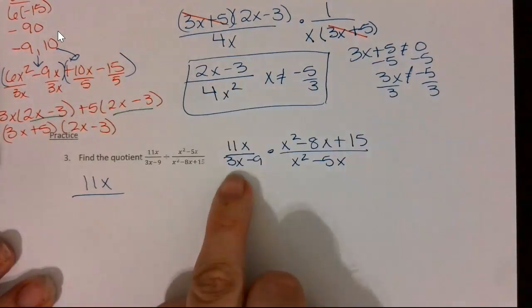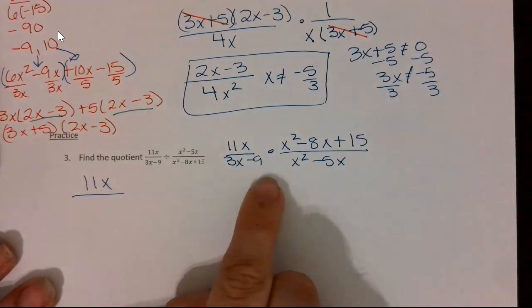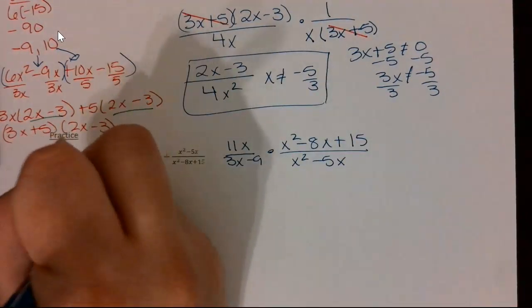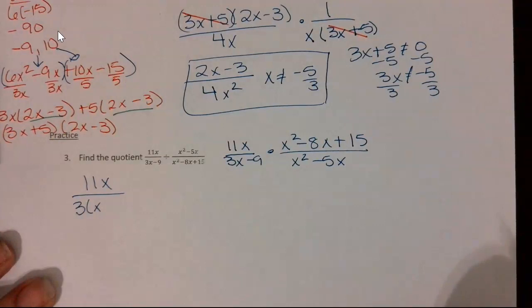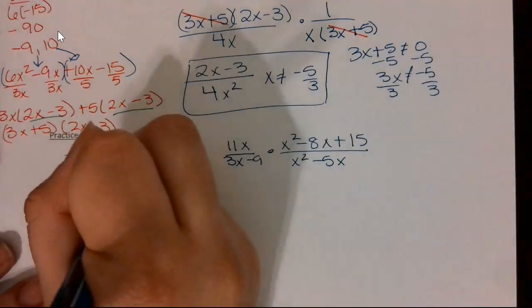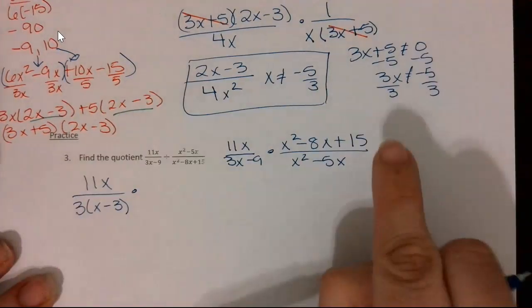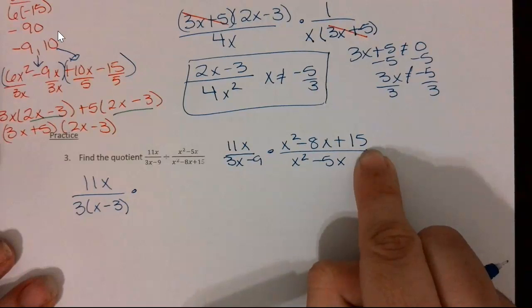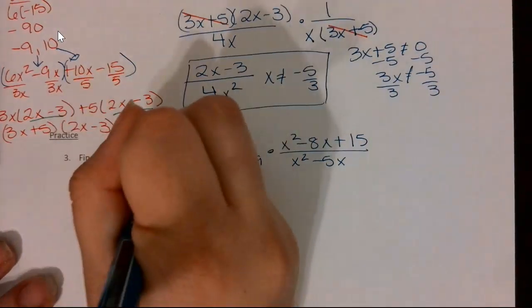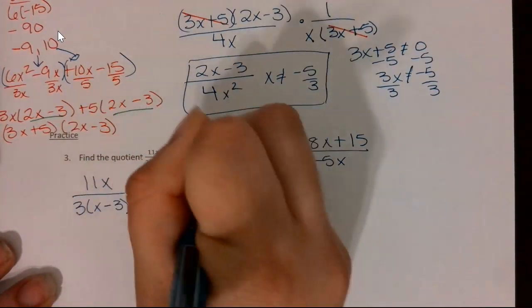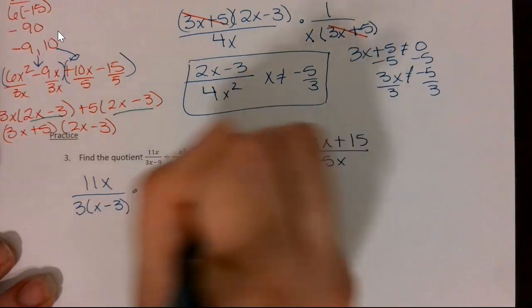11x can't factor on the bottom over here. 3x and 9 can both be divided by 3, so I have 3 on the outside. 3x divided by 3 is x. Negative 9 divided by 3 is negative 3. Over here, I'm looking for what multiplies to positive 15 and adds to negative 8. It's going to be negative 3 and negative 5.